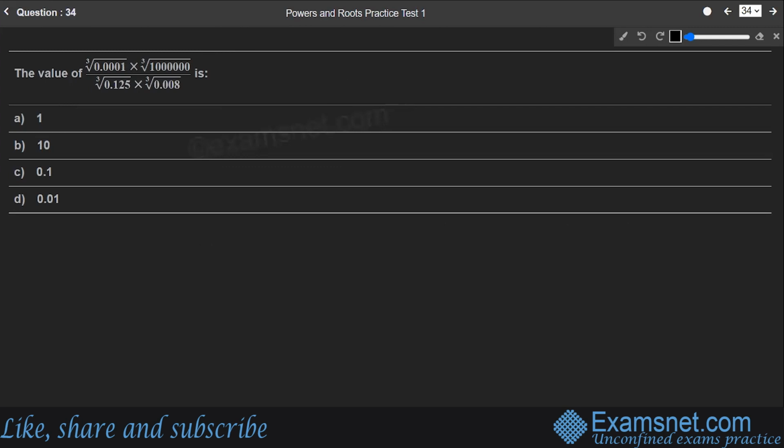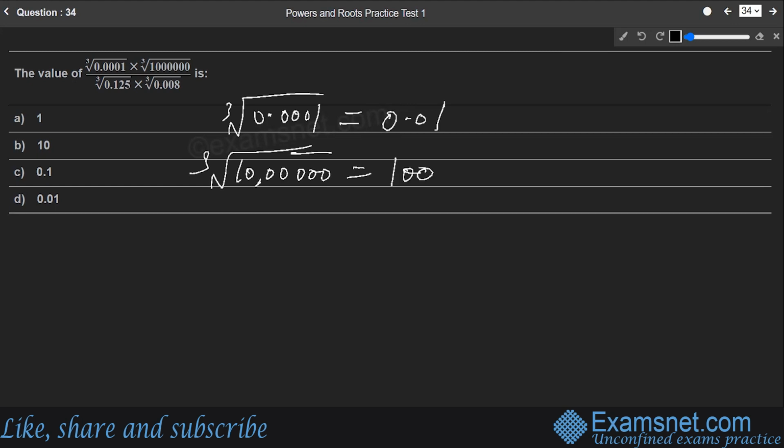Now again we have to find out the cube root of something in the question number 34 available. Let us do that. Cube root of 0.0001 into cube root of 10 lakh divided by cube root of 0.125 divided into cube root of 0.0008. So clearly we note cube root of 0.0001 is nothing but 0.01. Similarly, cube root of 10 lakh is simply going to be 100, and cube root of 0.125, 125 is the cube of 5, so 0.125's cube root is nothing but 0.05.